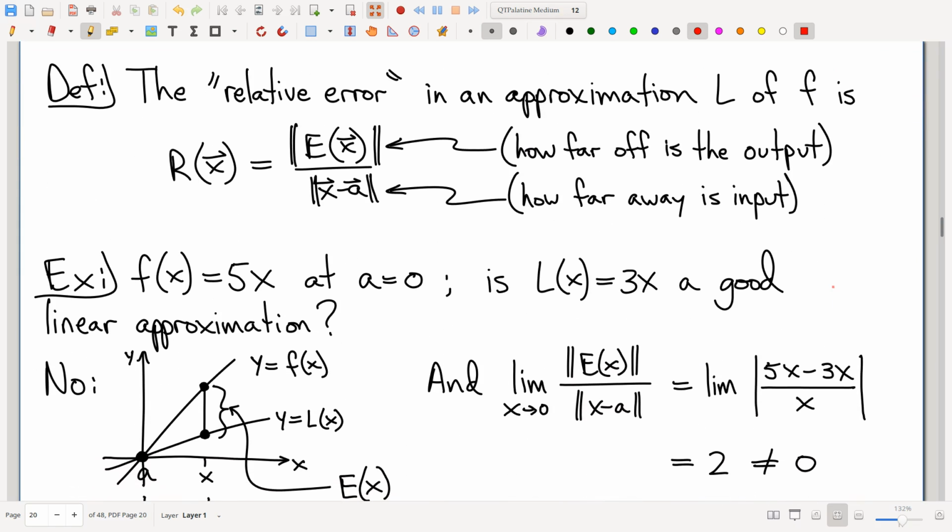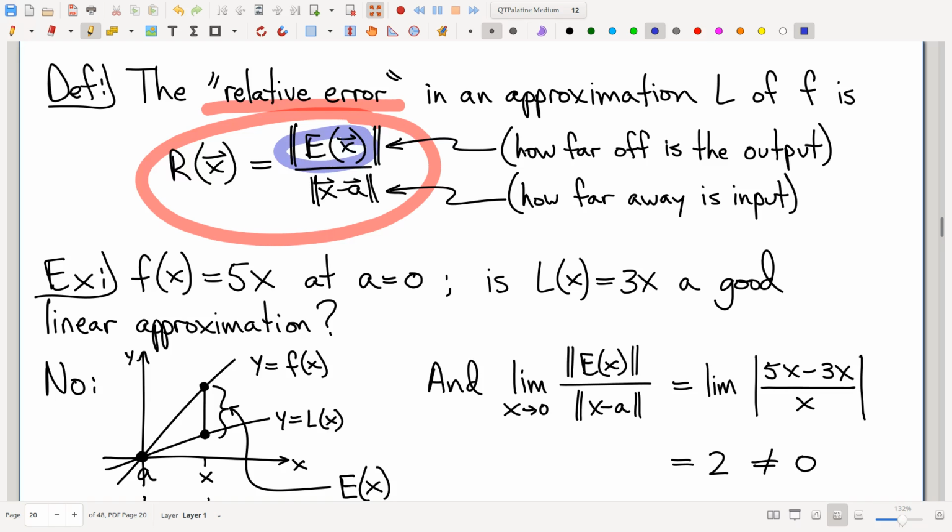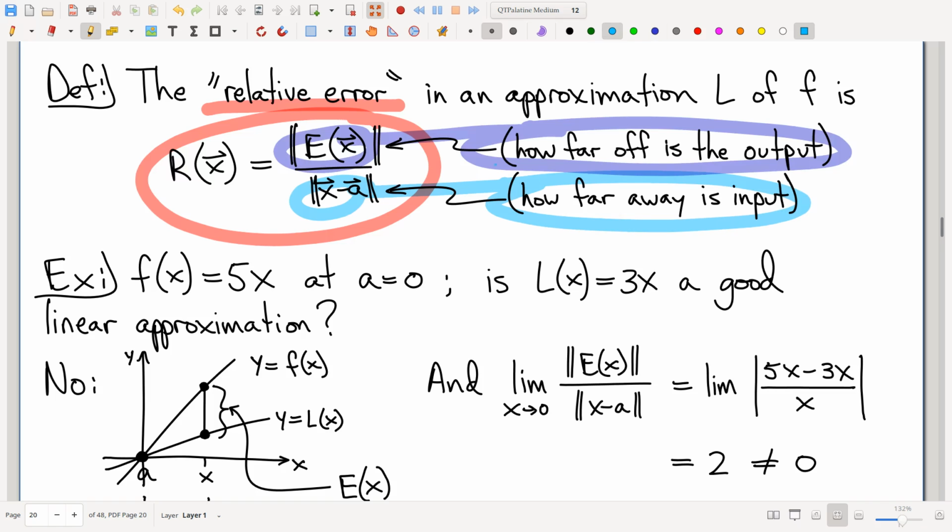Here's the replacement concept, the replacement test. Again, our goal here is to eliminate bad linear approximations, right? And I claim what works very nicely is this thing called relative error. It's not just a matter of how far off are you in the output. It's that divided by how far away you are in the inputs. So it's error divided by the distance from x to a.